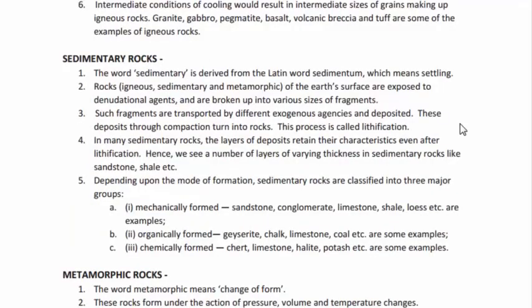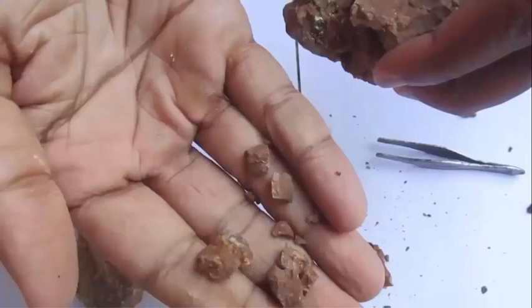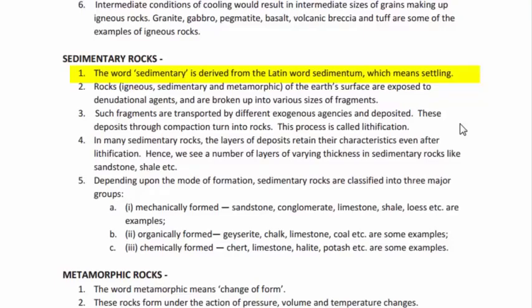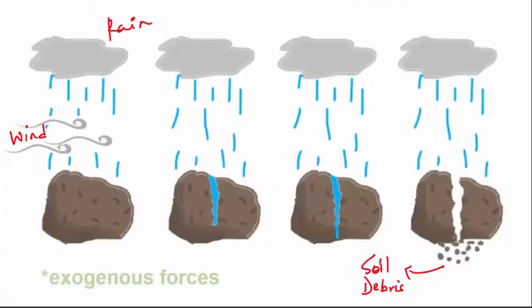Now we move on to the second type, sedimentary rocks. The word sedimentary is derived from the Latin word sedimentum, which means settling. First of all, sedimentary rocks can be easily broken down into tiny sediments of mud and soil debris. They also have the tendency to settle down in the Earth's surface easily. Rocks of the Earth's surface are exposed to denudational agents and are broken up into various sizes of fragments. These denudational agents are also referred to as exogenous forces like wind, water, ice, etc. These forces over the time erode the rock and break it down into small soil debris.